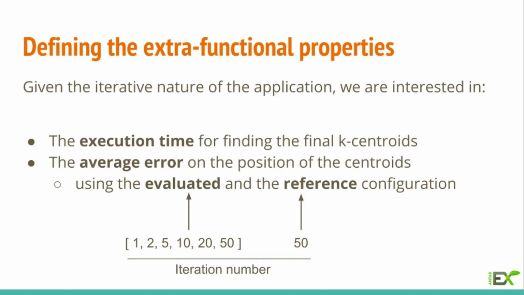Before starting, we need to define the extra-functional properties of interest for the end users. In this example, we assume that they are interested in two properties: the execution time spent for finding the clusters, and the computation error defined as the difference between the cluster position found using 50 iterations and the cluster position found using the evaluated number of iterations. In this context, we assume that we perform at most 50 iterations of the clustering algorithm.